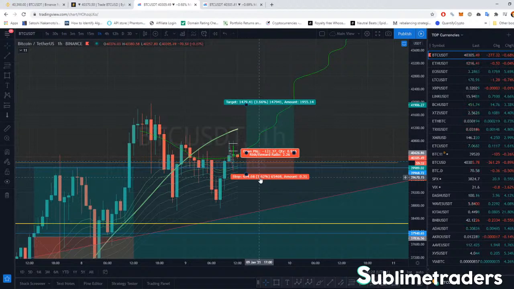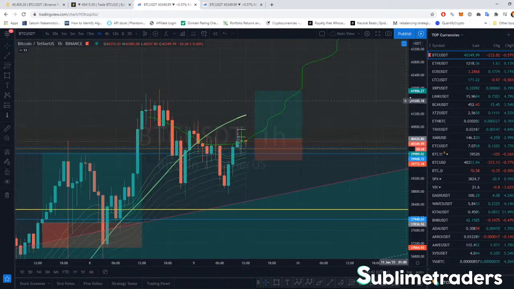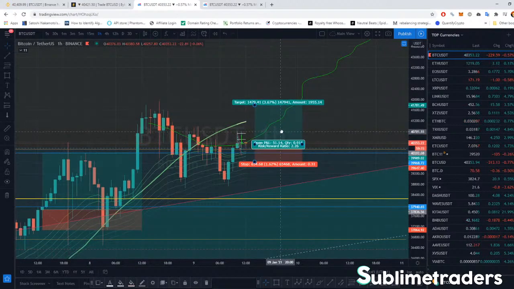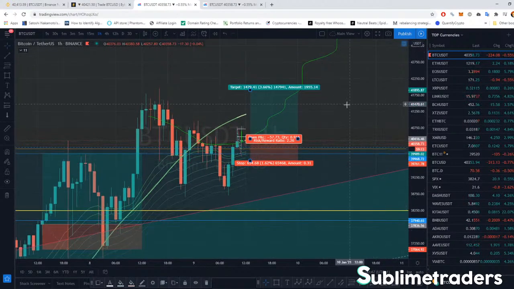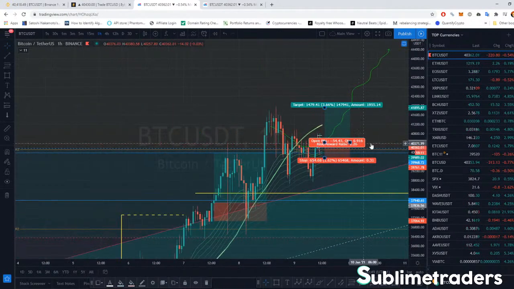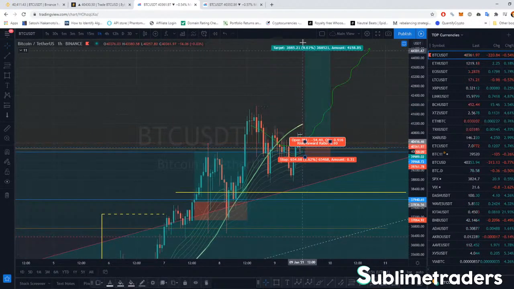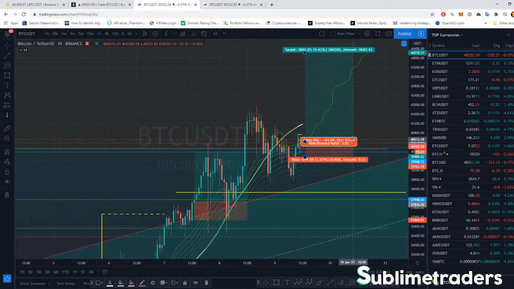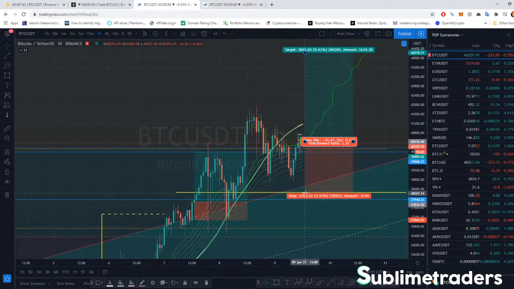In this case, because my stop loss is not very big, it's only 1.6%, I can allow myself to trade on 15 to 20x. However, if I have a big take profit and a bigger stop loss, let's say I have this as a take profit, and I have this as a stop loss.